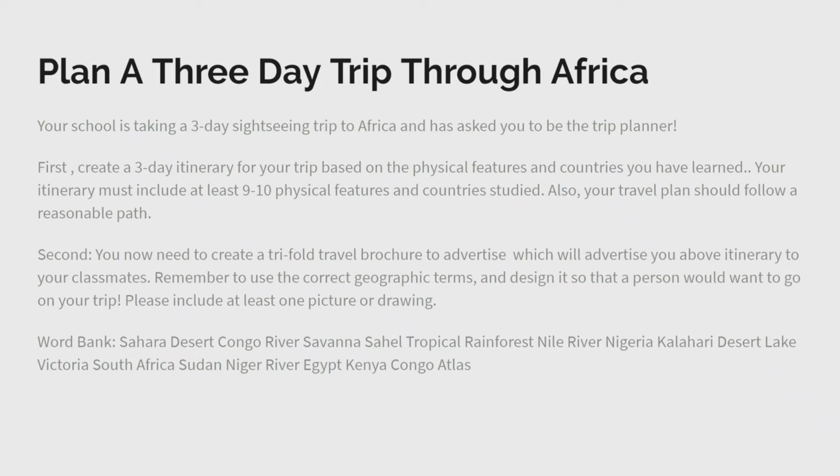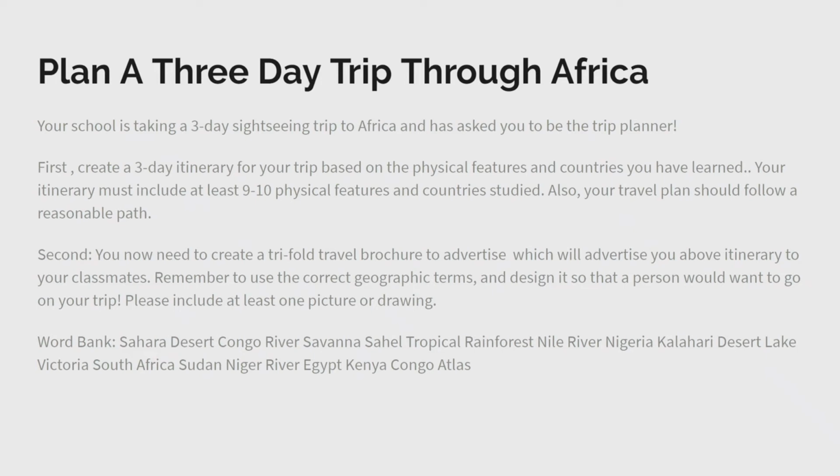An itinerary means a list of things that you're going to do. What are you going to see? What country are you going to travel to? Which physical feature might you visit? That kind of thing. You are going to pick from the countries that you have learned. You must include 9 to 10 physical features and countries. So say you started in Egypt, you would then say, today we started our journey in Egypt and we got to visit the Nile River.